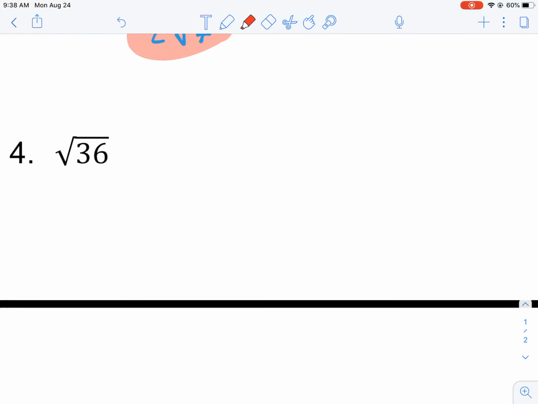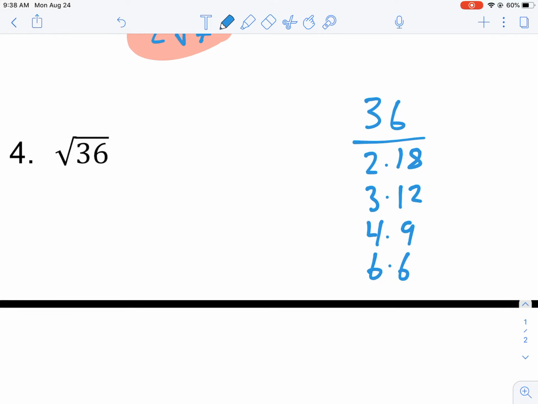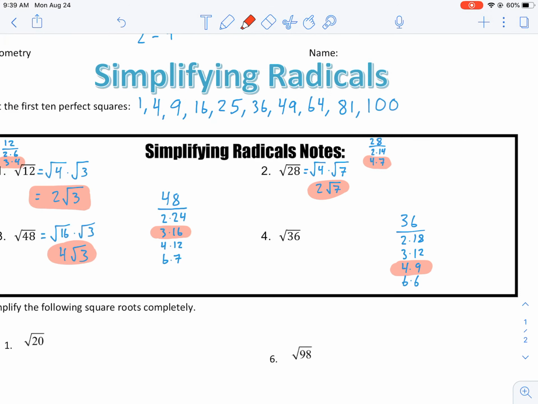Last question, all right, 36. Okay, so 36, this one's tricky for another reason, and maybe you know why, but let's go ahead and list this. So 36, we have 2 and 18, all right? We have 3 and 12, we have 4 and 9, and we have 6 and 6. So when we're looking here, 2 and 18, not a perfect square. 3 and 12, not a perfect square. 6, not a perfect square. So our perfect square is 4, but notice also 9, okay? 4 and 9 are both perfect squares.